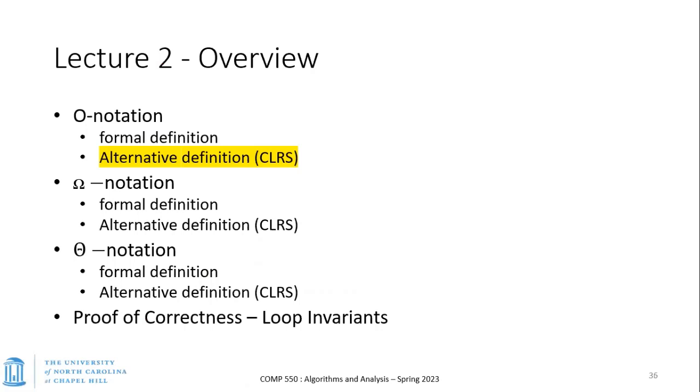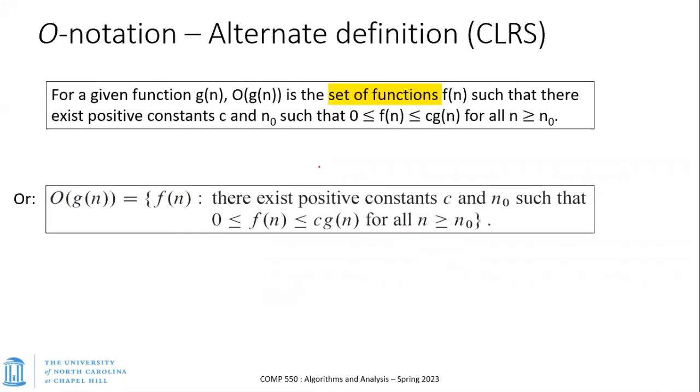Now let's take a look at the alternative definition, which is something which is done classically in books as well. So the alternative definition of the big O function is that for a given function g of n, big O of g of n is the set of functions f of n such that there exist positive constants C and N naught such that 0 is less than or equal to f of n is less than or equal to C times g of n. So the rest of it is similar, except that now we're saying the same statement in a slightly different way.